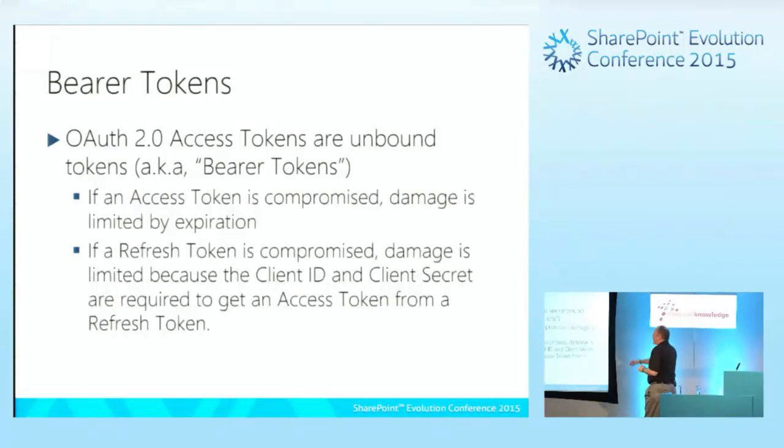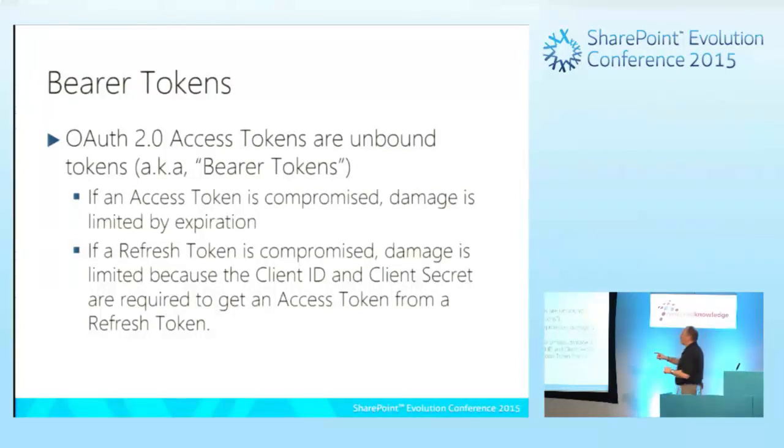If an access token is compromised, that means someone can use it until it expires. So what we're saying here is there are some limits to the damage that can be caused if these tokens get leaked or hacked. They have an expiration built into them.